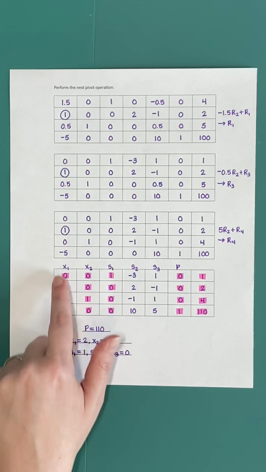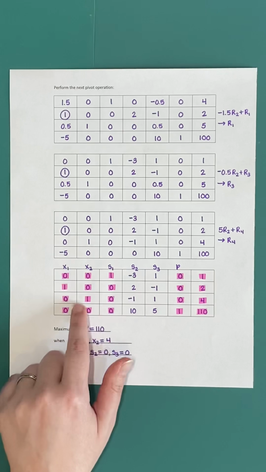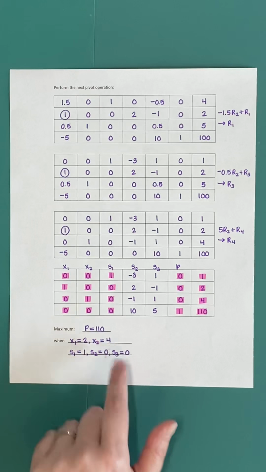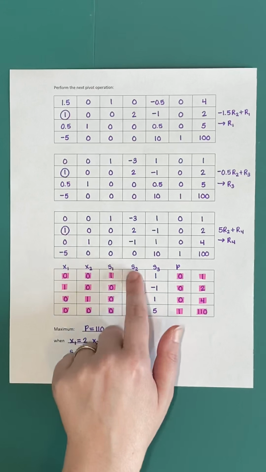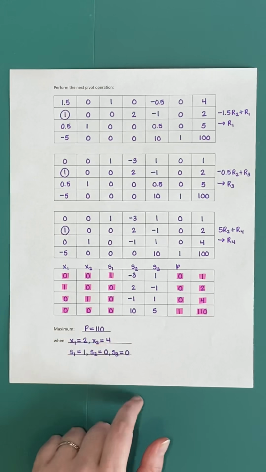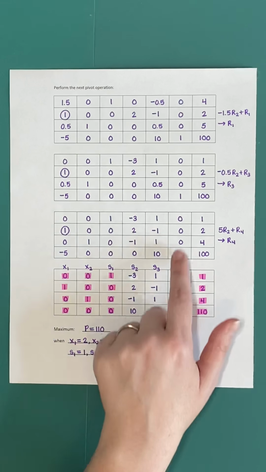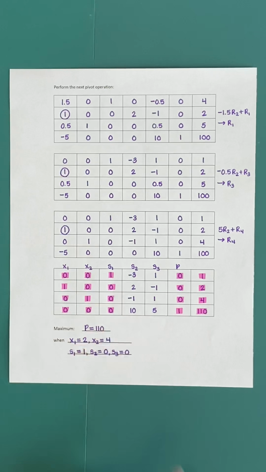Well, here's the next one. So X1 is going to be 2, and then X2 is going to be 4. So X1 is 2, X2 is 4, and then S1, our slack variable 1, is 1. Slack variable 2, slack variable 3, the ones for the second and third problem constraints, those also take on a value of 0 because those are non-basic. And then our optimal value for P, our maximum value for P, is going to be 110. So that is going to be the maximum value in this situation.